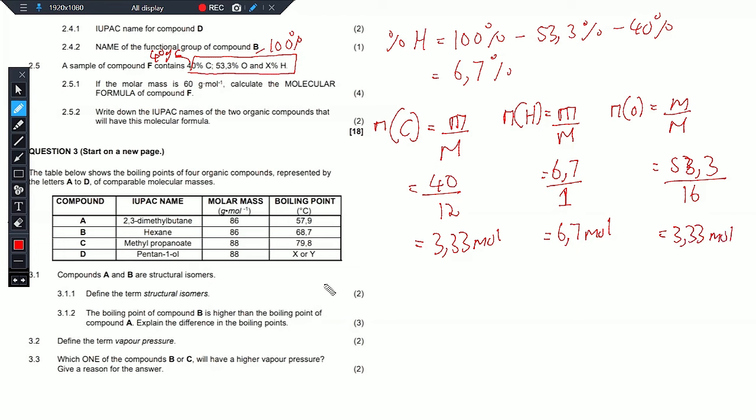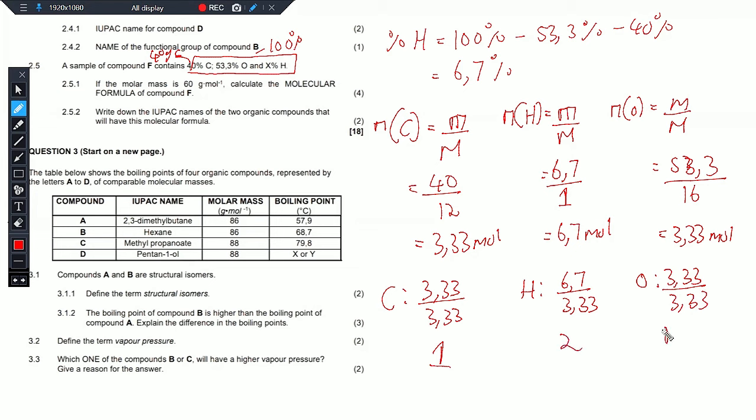And then we know the second step is to divide by the smallest number of moles. So to find the ratio of carbon, that's 3.33 divided by 3.33. To find the ratio of hydrogen, that's 6.7 divided by 3.33. And to find the ratio of oxygen, 3.33 divided by 3.33. And then this is 1, 2, 1. So that means your empirical formula has to be CH2O. We know there's a one here, but then we are not done. They're not looking for the empirical formula.